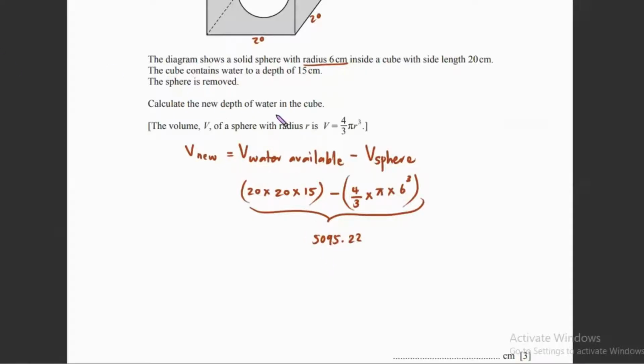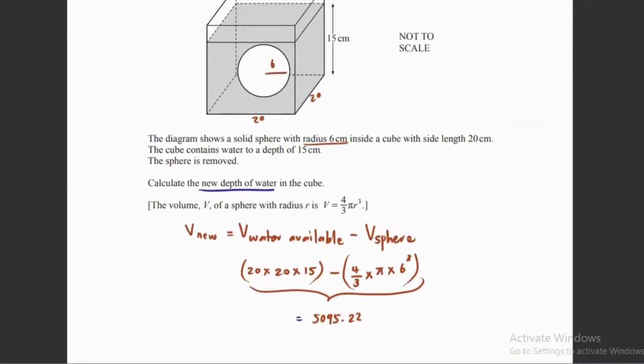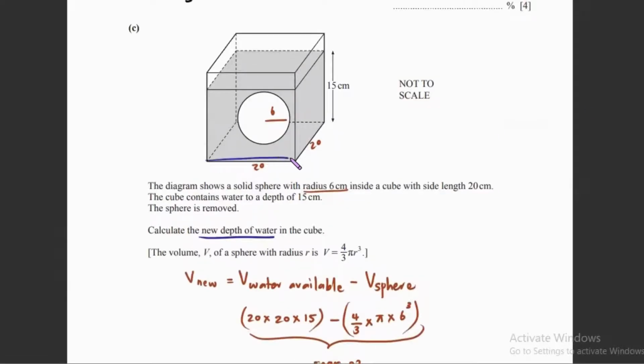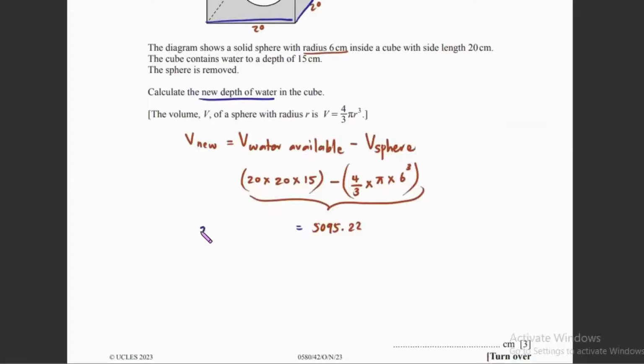But the question is asking us to calculate the new depth. So when it comes to the new depth, this is the volume of water that is remaining. The new depth will have the same base, 20 times 20 base, which is 20 and 20, but only the height is going to be different. So I can say that this is equal to 20 times 20 times h. I now need to calculate what this h is. So this 5095.22 has to be divided by 20 times 20. So this will be equal to the height.